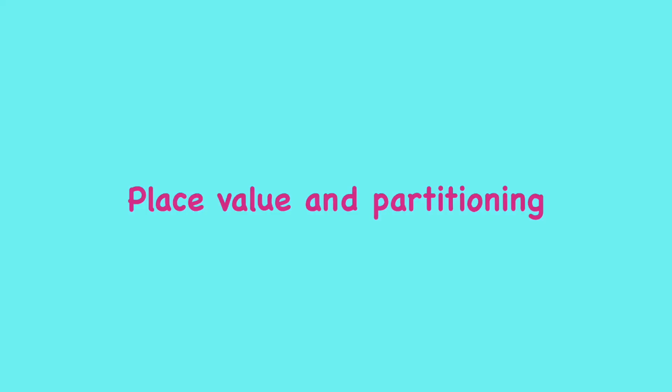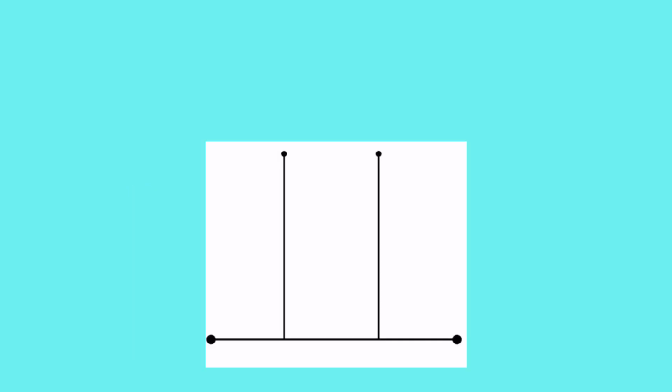Place value is a way of showing what a number is worth, and partitioning, the word partition just means to split. So when we partition a number, we split it up into its different areas of place value to show what that number is worth. Here we have an abacus.